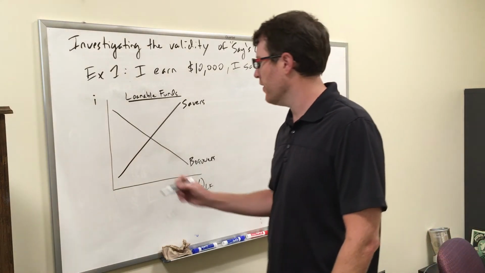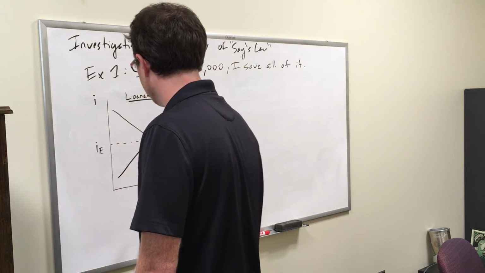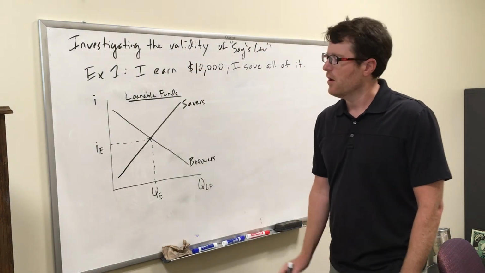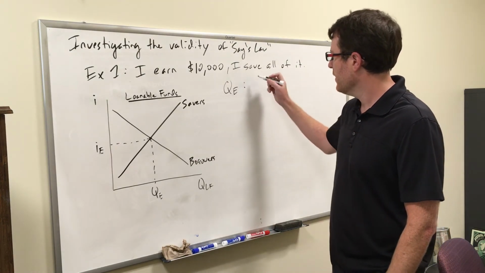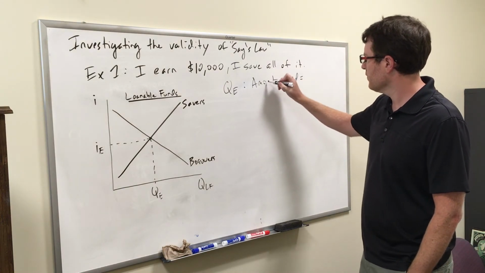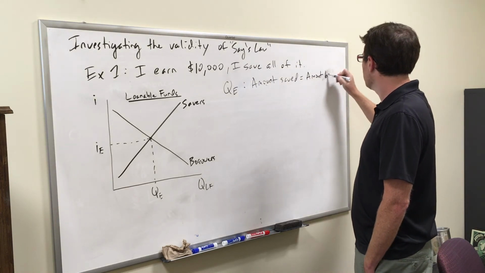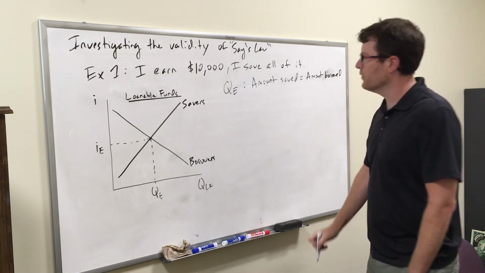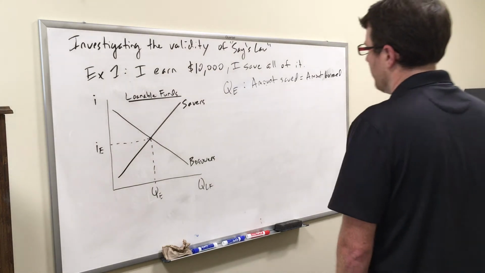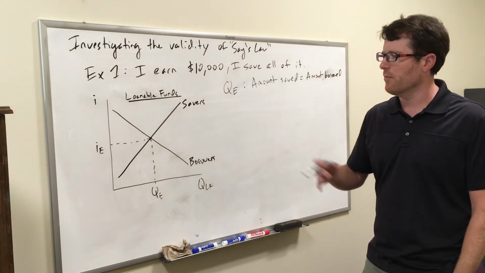So let's imagine this is our current scenario, where this is our interest rate at equilibrium, and this is our quantity of loanable funds also at equilibrium. Okay? What this would mean is that QE, the amount saved, is exactly equal to the amount borrowed. But let's think about what happens when I save that money. So here's our starting point. Let's imagine our economy is operating perfectly, and certainly this loanable funds market is. All the money saved is borrowed.